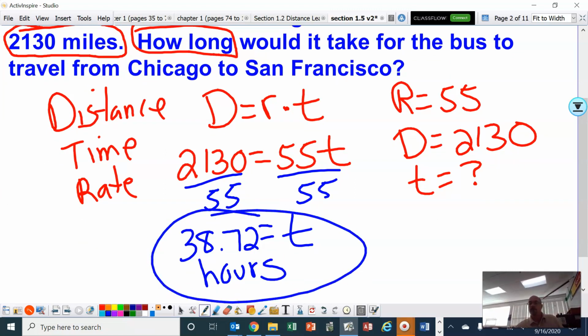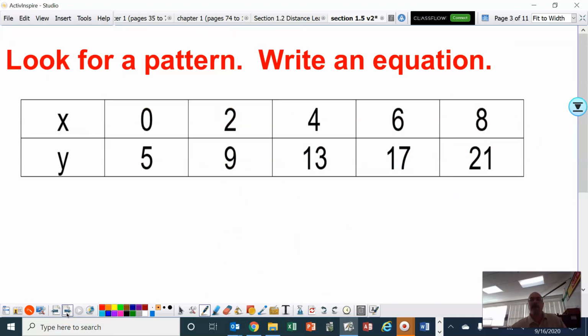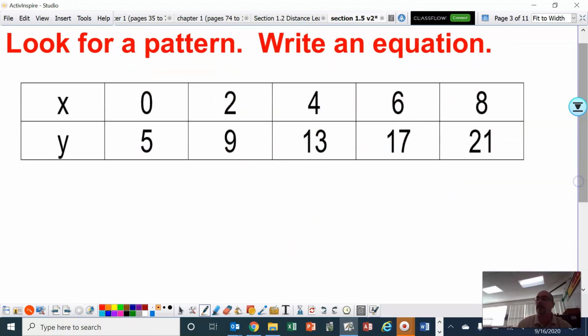All right. Again, you did a lot of formulas in geometry, so you should be pretty good at that. All right, next, looking for a pattern. Now, I'm going to be specific with this pattern from intermediate algebra. Hopefully you kind of recognize it. We've got an x value in a table and a y value in a table. So I'm looking for a pattern, and then we're going to write an equation.